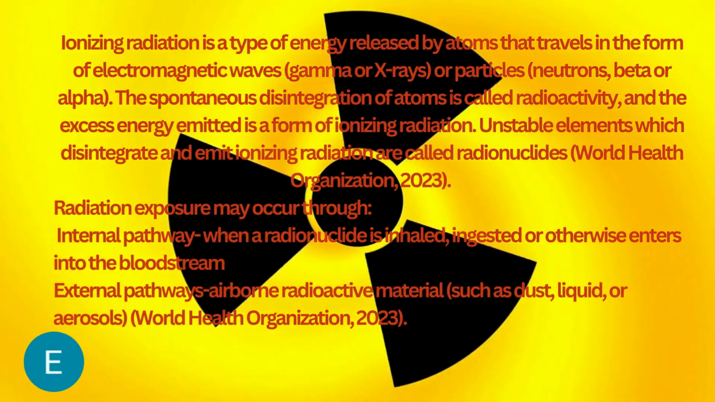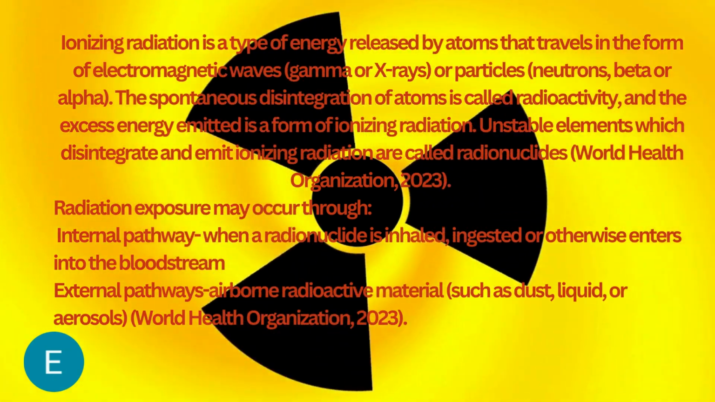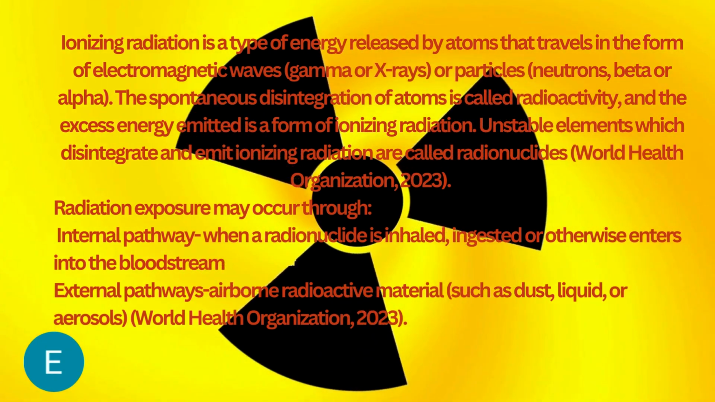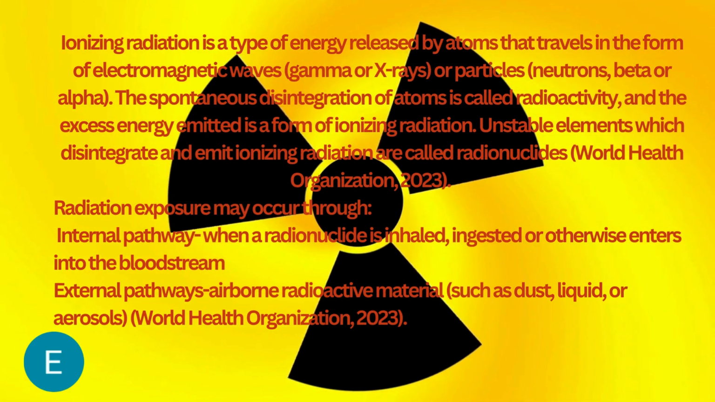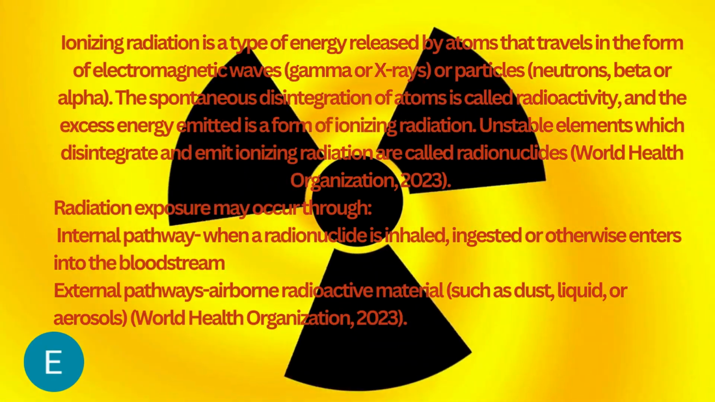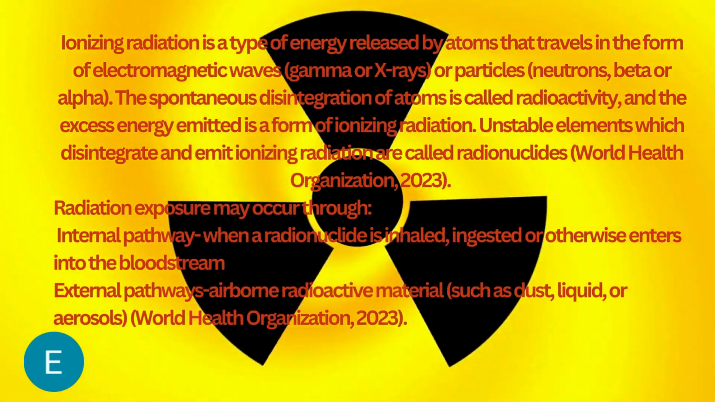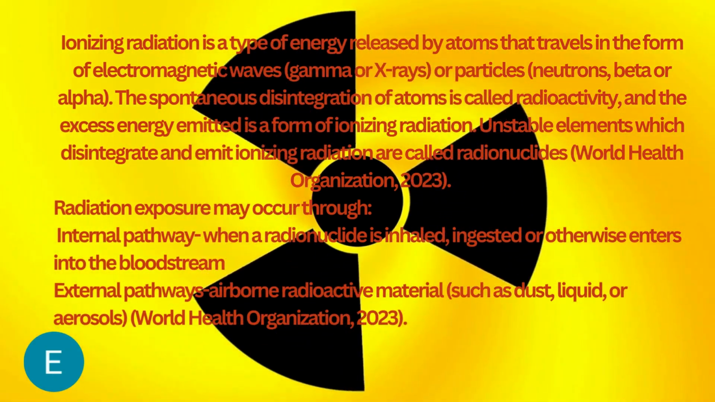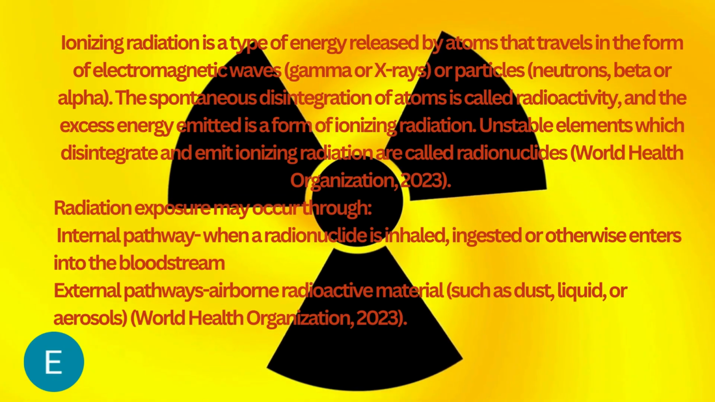What is ionizing radiation? Ionizing radiation is a type of energy released by atoms that travels in the form of electromagnetic waves, gamma or X-rays, or particles like neutrons, beta or alpha. The spontaneous disintegration of atoms is called radioactivity, and the excess energy emitted is a form of ionizing radiation. Unstable elements which disintegrate and emit ionizing radiation are called radionuclides.